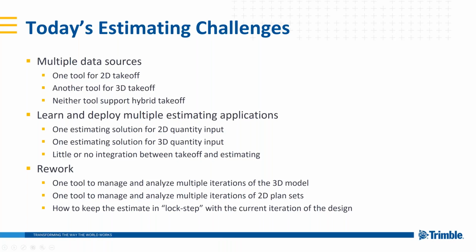Also, with GCEstimator, we give you one tool to manage and analyze multiple iterations of the 2D plan set. In the same fashion that we compare the 3D model, we're able to also compare 2D documents, either with our virtual light table using overlay, or our virtual slip sheet using our slider mode, where we can slide back and forth and see the differences quickly between one drawing and the other. And all this is with the goal of keeping your estimate in lockstep with the current design iteration. And that's what we're going to show today.